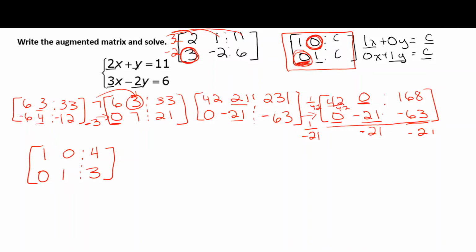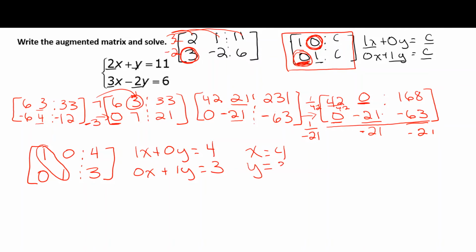All right. So now we have reached our goal. We have the identity matrix and zeros everywhere else. So now we can rewrite this to say 1x plus 0y equals 4. And 0x plus 1y equals 3. All right, so 1x plus 0y is the same as x equals 4. 0x plus 1y is the same as y equals 3.